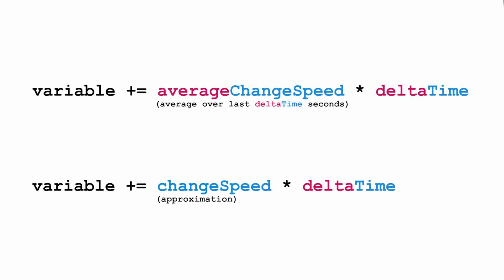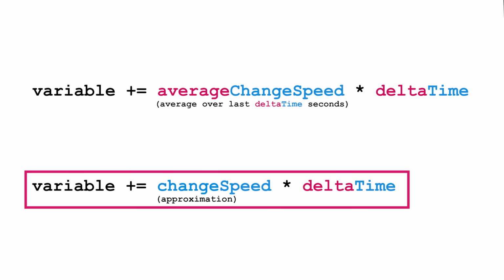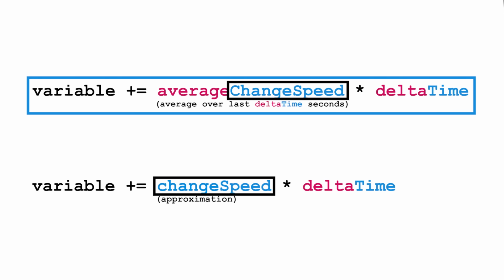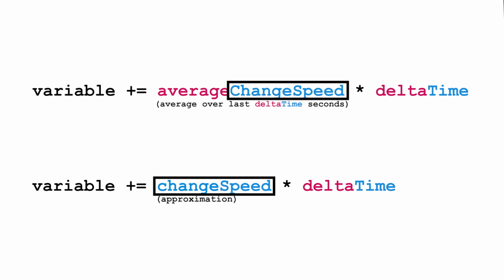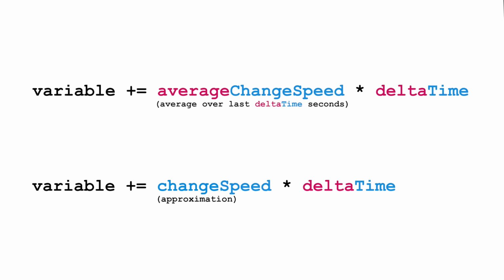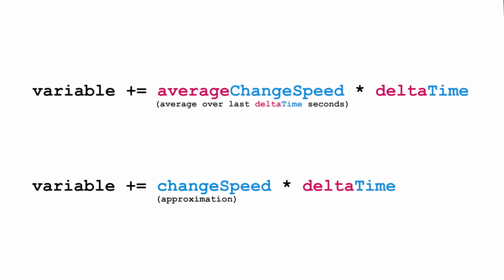Whenever a variable changes over time, then this is the mathematically perfect solution and this is the approximation. The thing is, you obviously only need this formula if the change speed itself is changing. If the change speed is consistent, then this is a mathematically perfect solution as well. If the change speed itself is changing, then you have to figure out the average change speed over the last delta time seconds. So let's for example say delta time is 0.5 seconds. Then you have to figure out the average change speed over that time period and multiply by that.